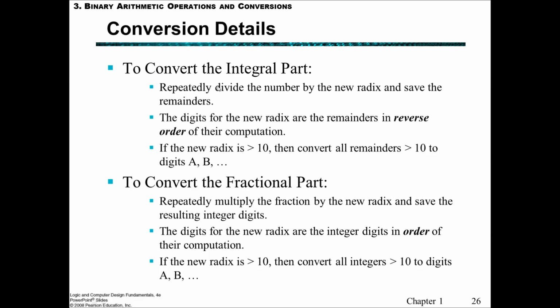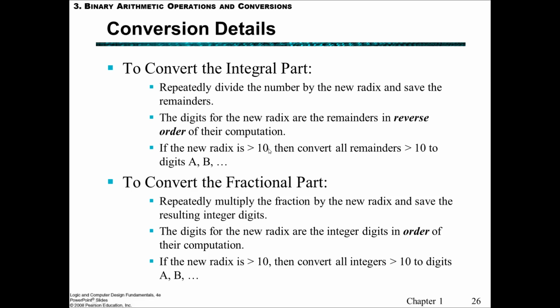So we did a little bit before about converting numbers with fraction parts between different radixes, and we showed an example of converting between a binary number and a decimal number. So a way to generalize this is to think about repeatedly dividing the number by the new radix and then saving the remainders and continuing to divide. So the digits for the new radix will be the remainders in reverse order of their computation.